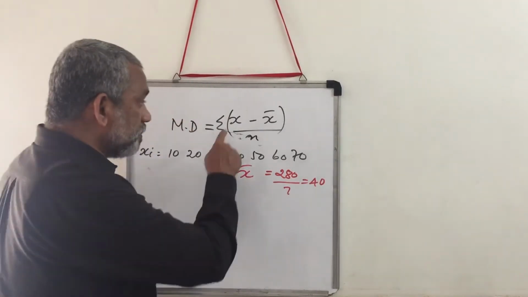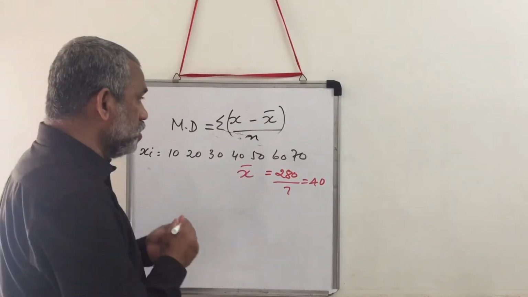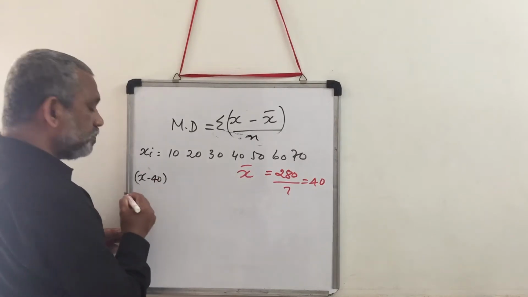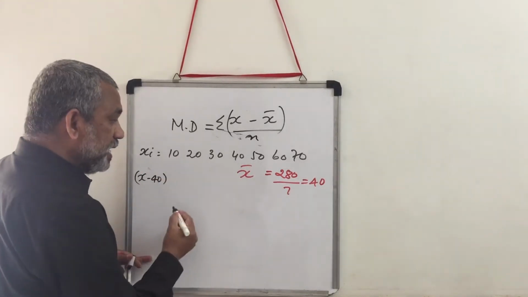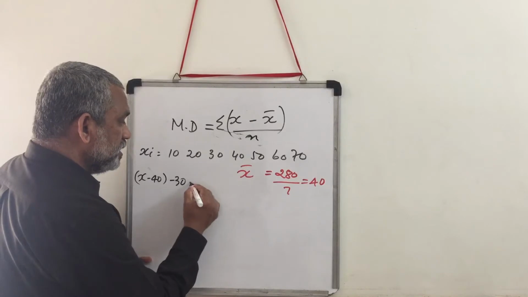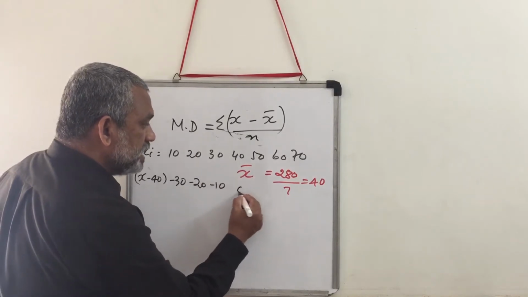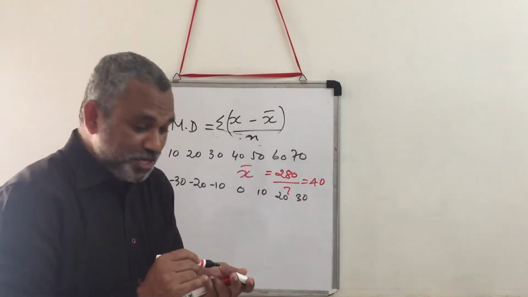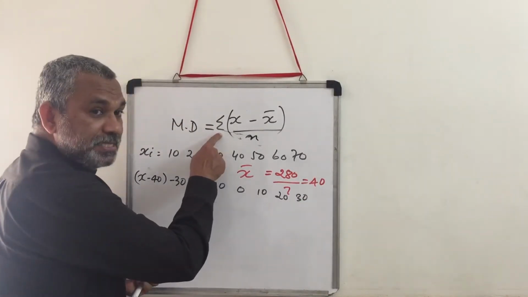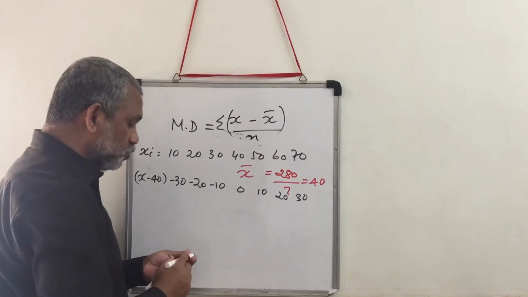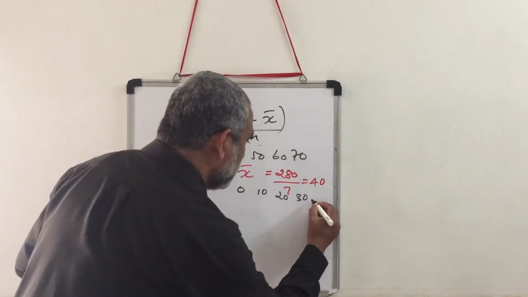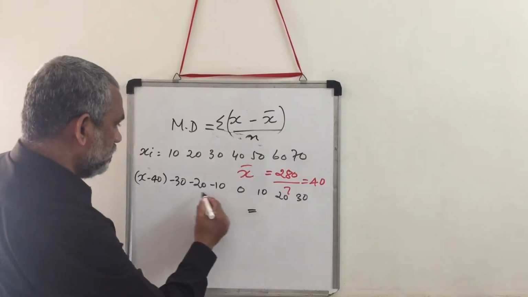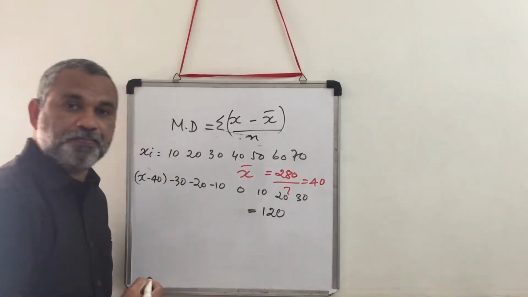Now the next step is x minus x bar, so x minus 40. 10 minus 40 is minus 30, then minus 20, minus 10, 0, 10, 20 and 30. Now what we need to do is total it, the summation of all those values.